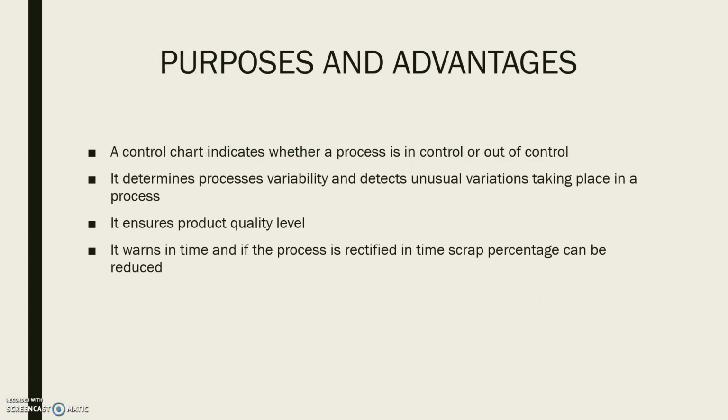Purpose and advantage of control chart. A control chart indicates whether a process is in control or out of control. It determines process variability and detects unusual variation taking place in a process. It ensures product quality level.